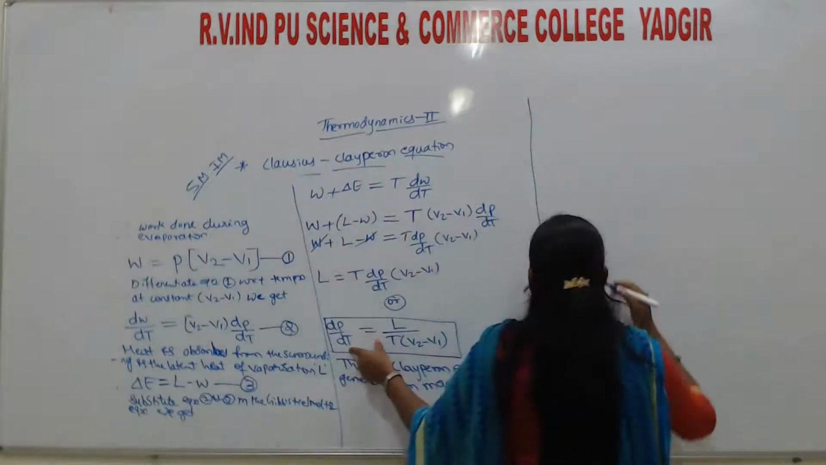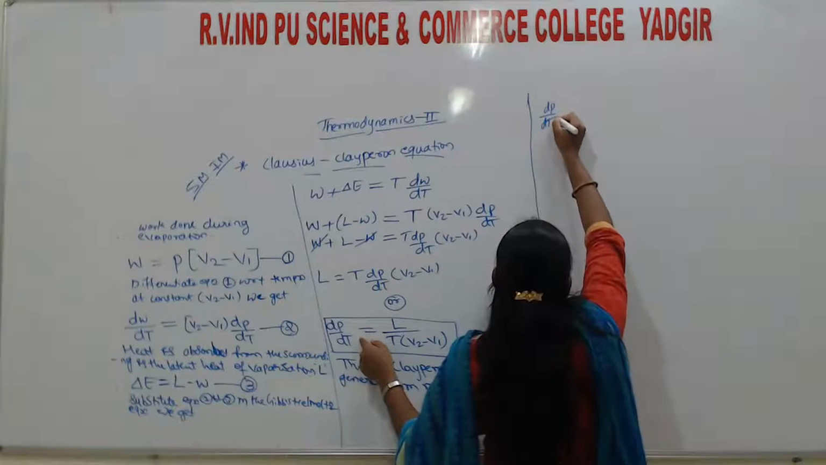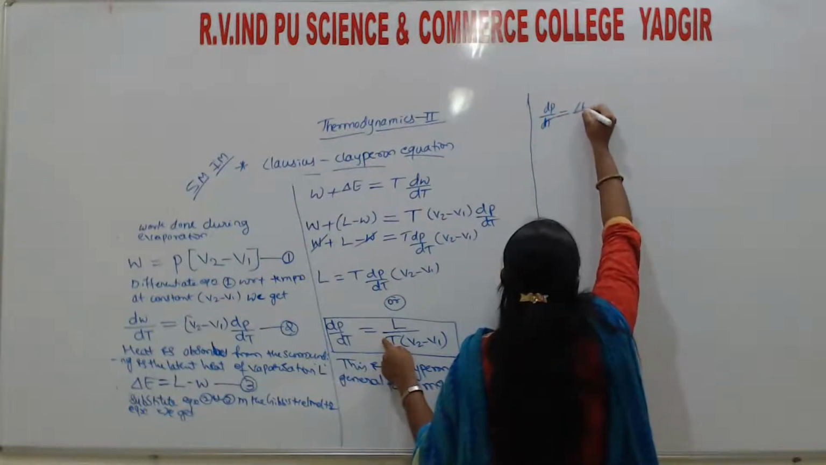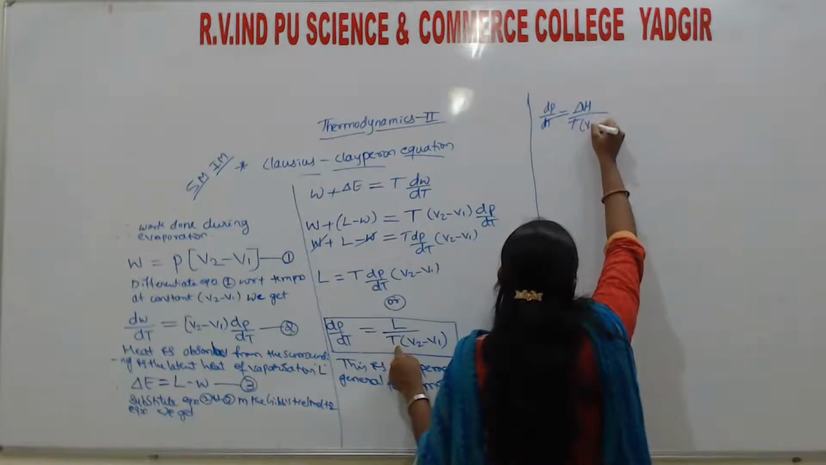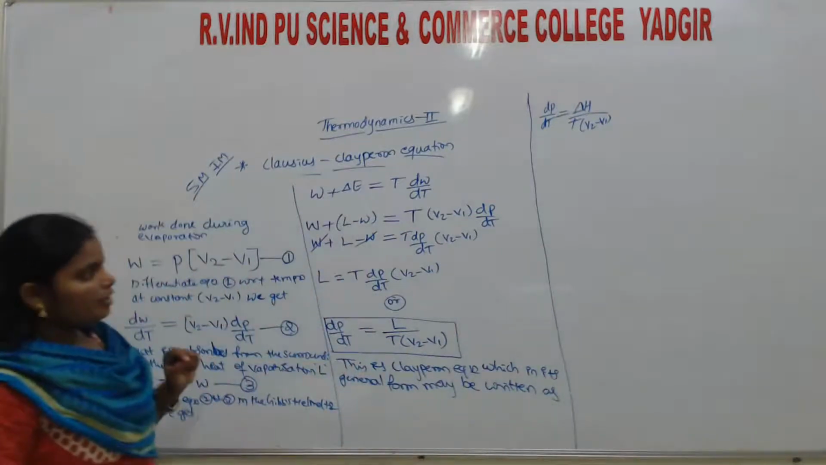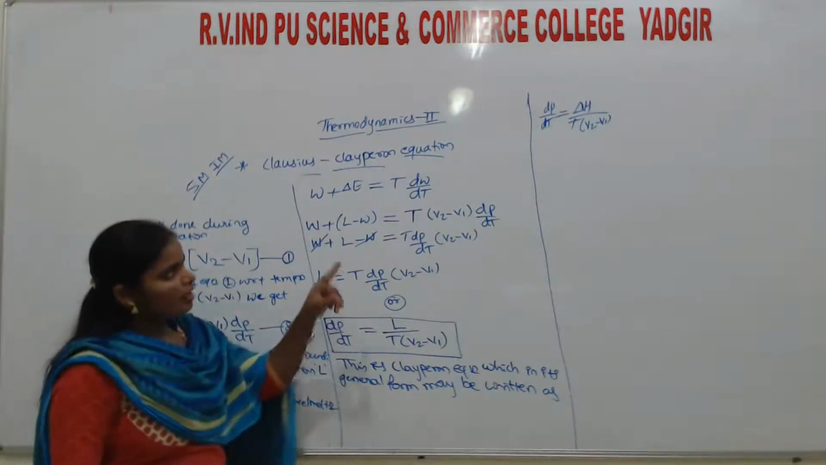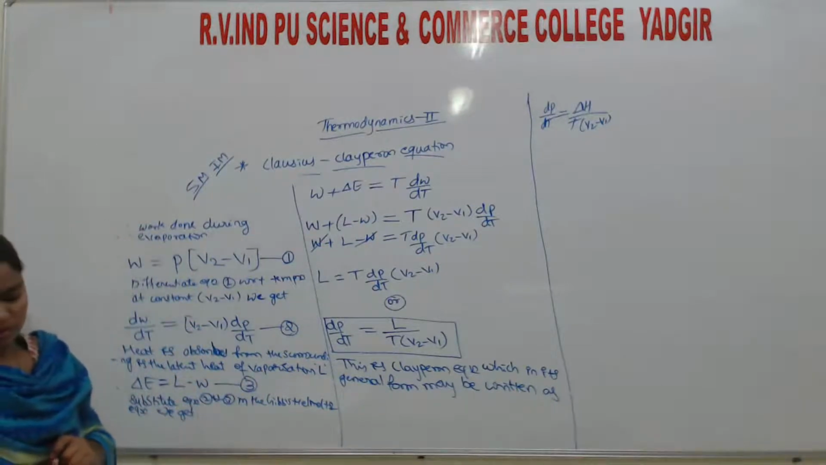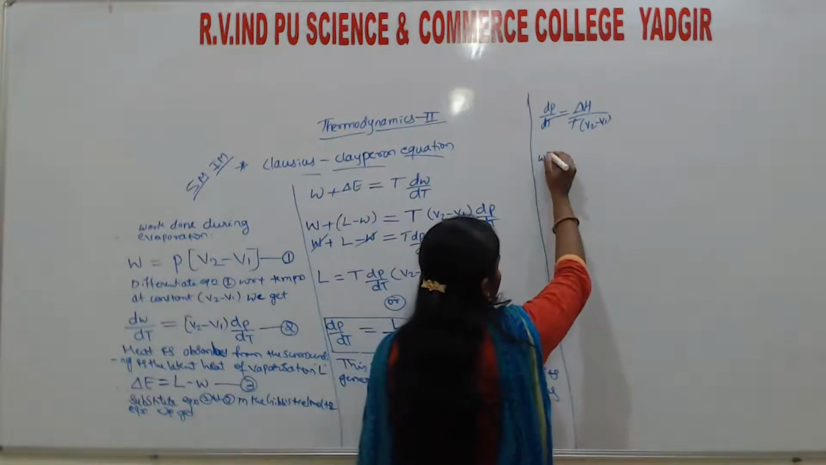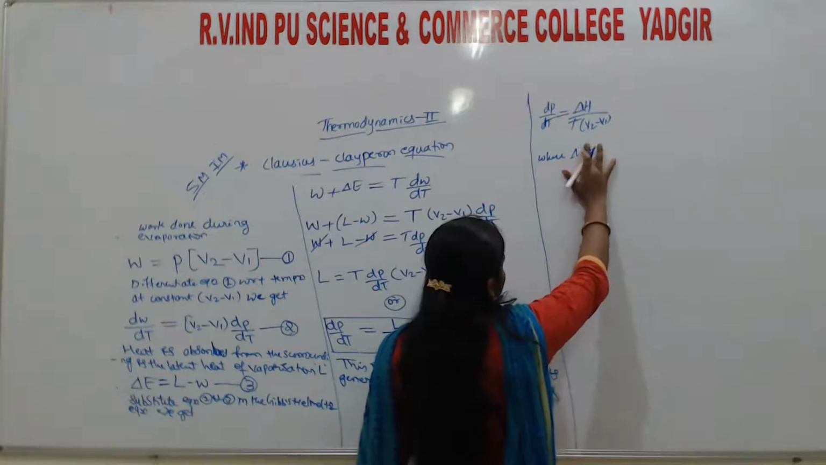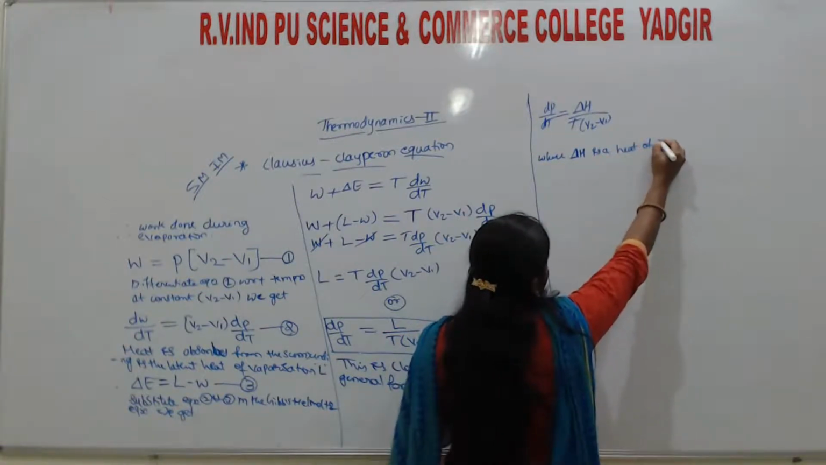The general form of the Clapeyron equation is dP divided by dT is equal to delta H divided by T into V2 minus V1, where delta H is the heat of transition.